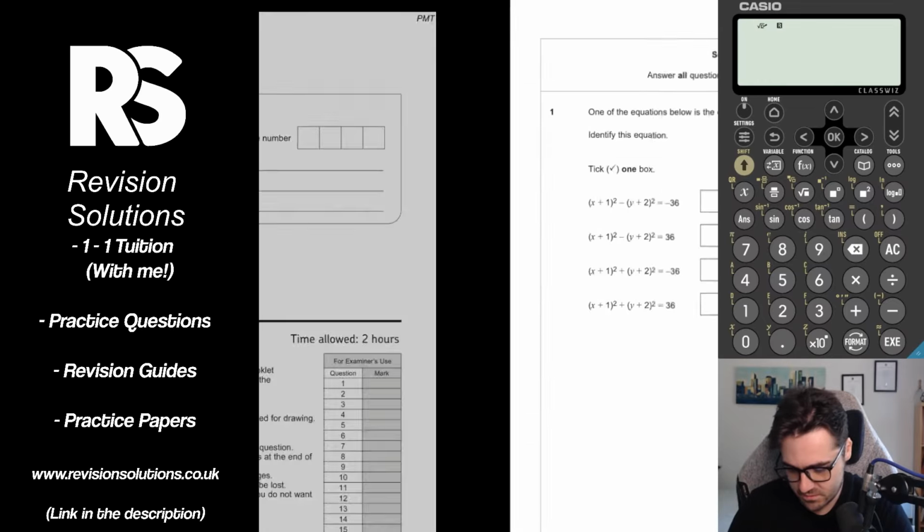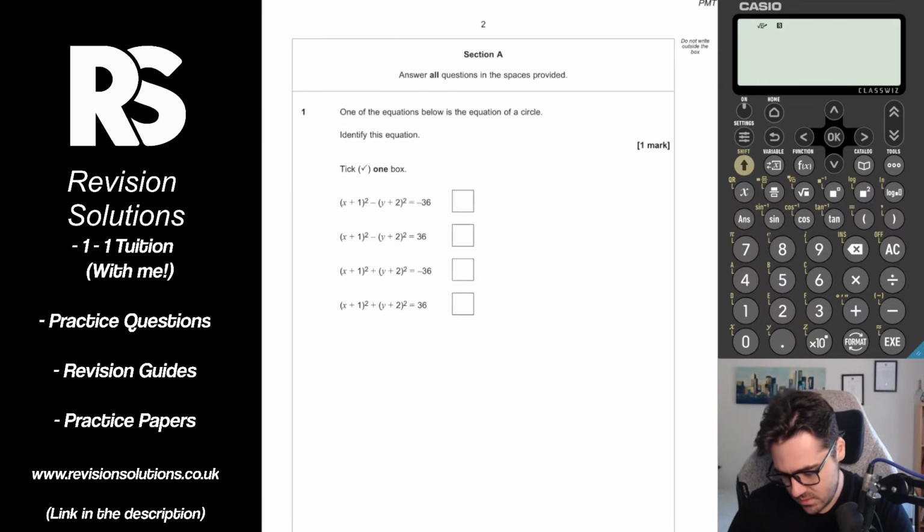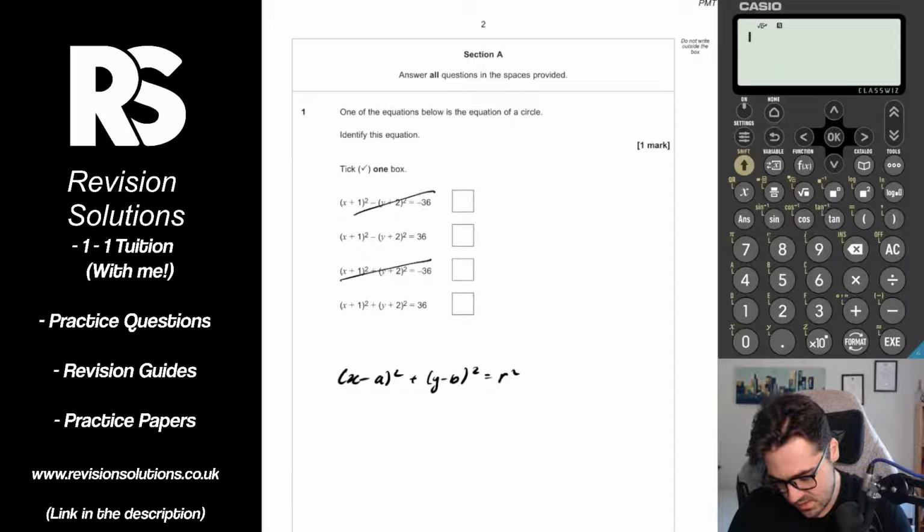Hope this helps. Okay, so starting straight from question 1, it says one of the equations below is the equation of a circle, so we know that should be of the form (x − a)² + (y − b)² = r². Well, first off, the radius squared has to be positive, so it can't be this one or this one. And then it's specifically a plus in the in-between bit, so this one can't work either. So it's going to have to be the last option.